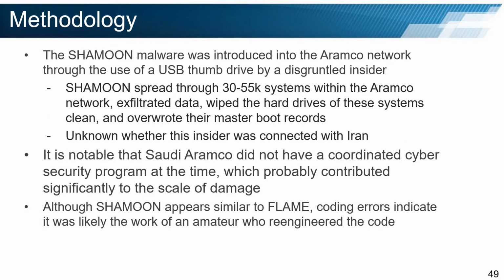Methodology. The SHAMOON malware was introduced into the Aramco network through the use of a USB thumb drive by a disgruntled insider. It is unknown whether this insider was connected with Iran. SHAMOON rapidly spread through 30 to 55,000 systems within the Aramco network, exfiltrated data, wiped the hard drives of these systems clean, and overwrote their master boot records.